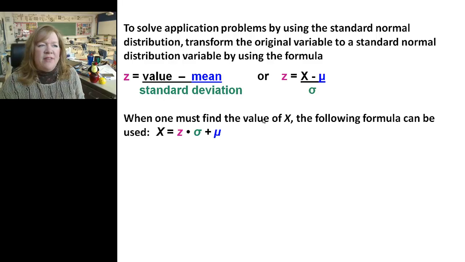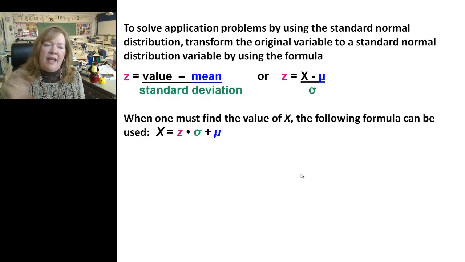When one must find the value of x, you can solve for x. If you know your algebra, multiply both sides by the standard deviation, that's z times the standard deviation, and then add on the mean. And so that isolates your x value. So you can go back and forth between the z value and your data value. A lot of students have trouble knowing whether they're finding a z value or whether they're going to find an x value. When are they doing what?